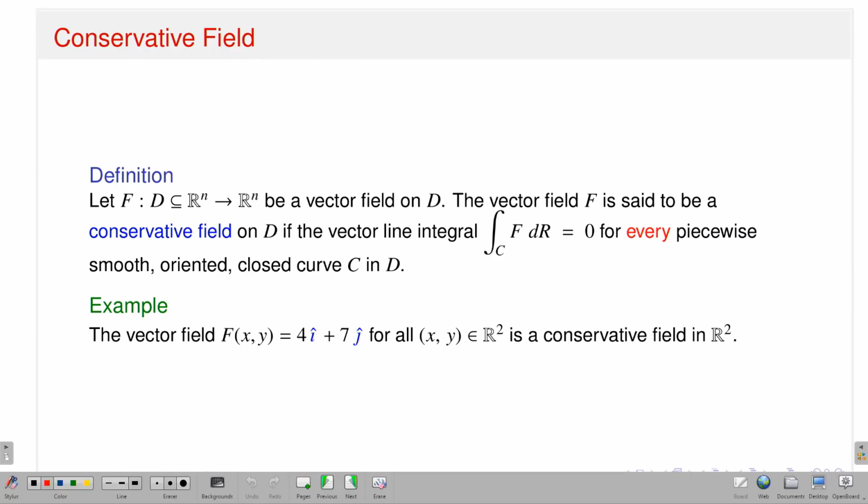Sorry, I just missed one point. I say that a vector field is a conservative vector field if I take every piecewise smooth oriented closed curve C in my domain D, and the vector line integral is 0. That is called conservative, and the earlier one that I talked about is actually path independence. So what is a conservative vector field? If I have a vector field capital F from some domain D, a subset of Rn, to Rn, I will say that it is conservative if for any piecewise smooth oriented closed curve C inside my domain D, the vector line integral of F over this contour C is 0.